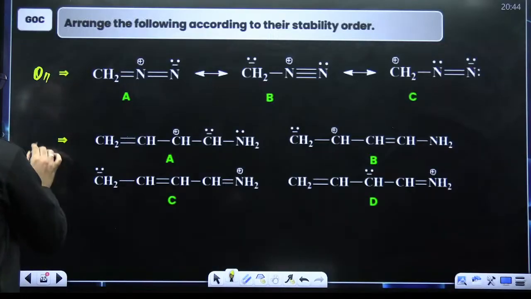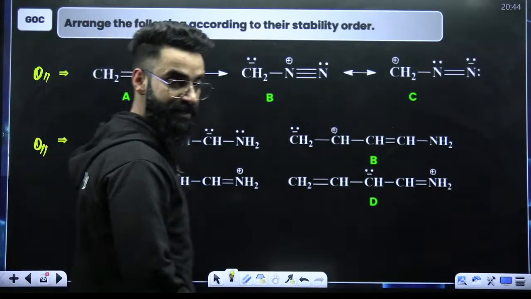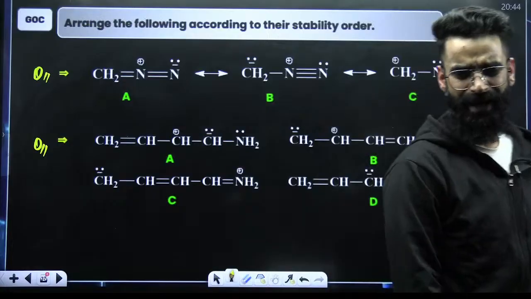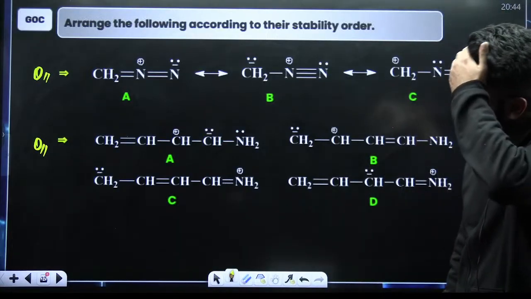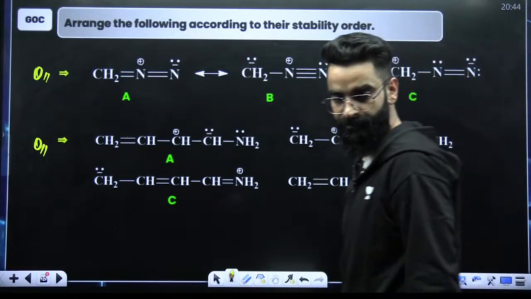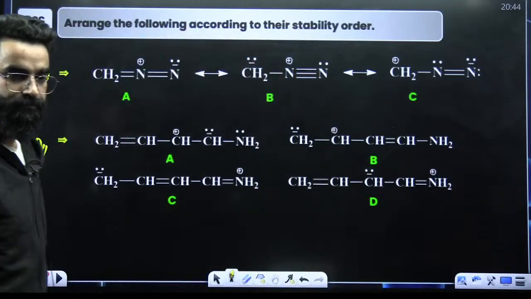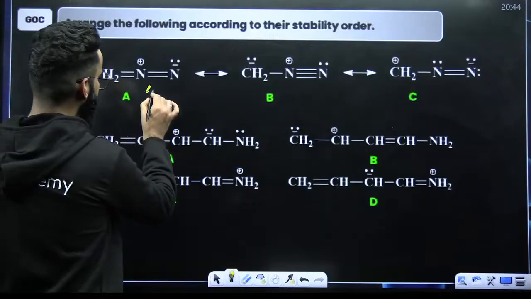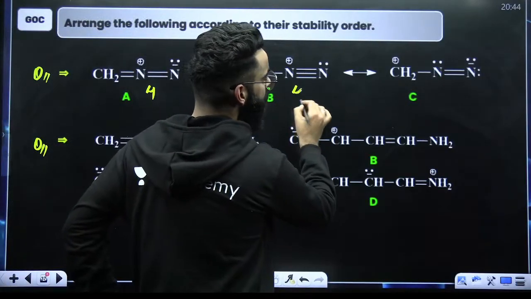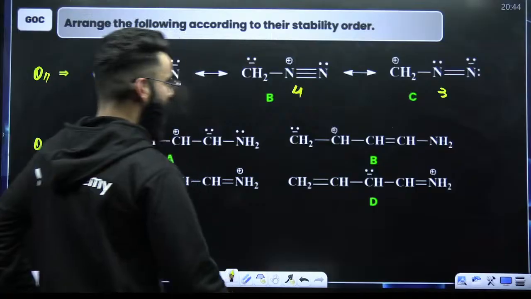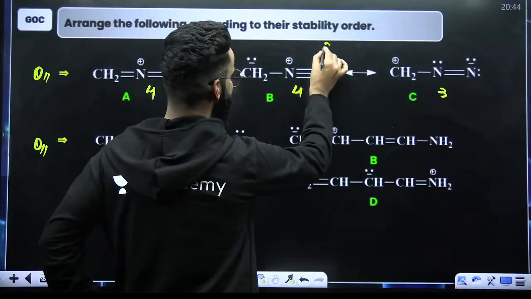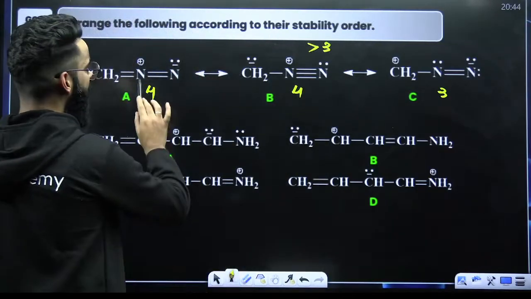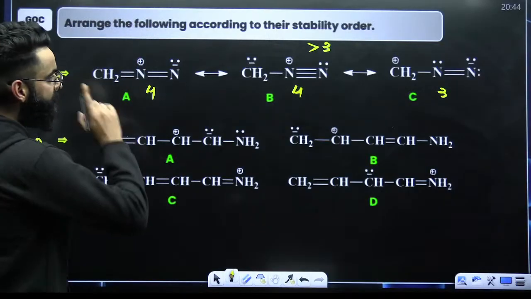These are 2 more questions based on the stability of the resonating structures, and I believe you can easily solve them too. Give it a try, guys. Count the bonds first of all. 1, 2, 3, 4. 1, 2, 3, 4. 1, 2, 3. So lesser the bonds, lesser the stability. So 3 is least stable.